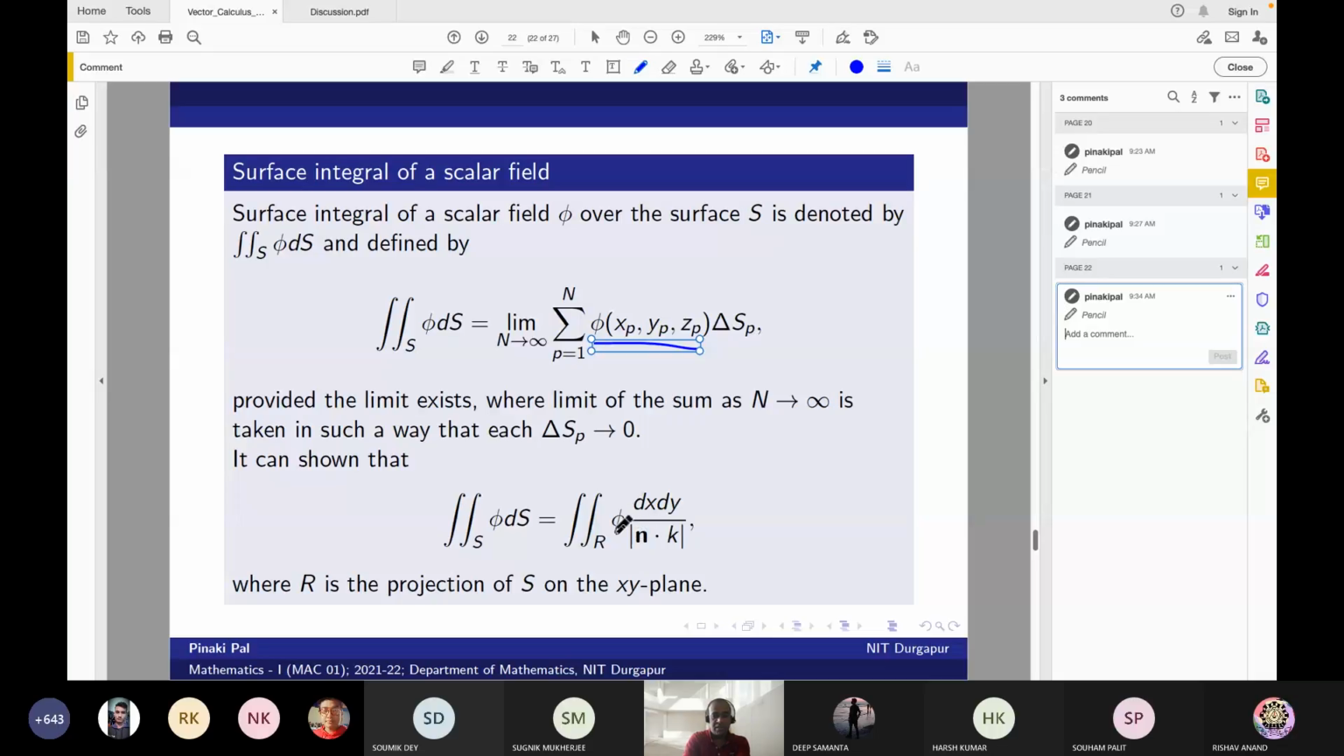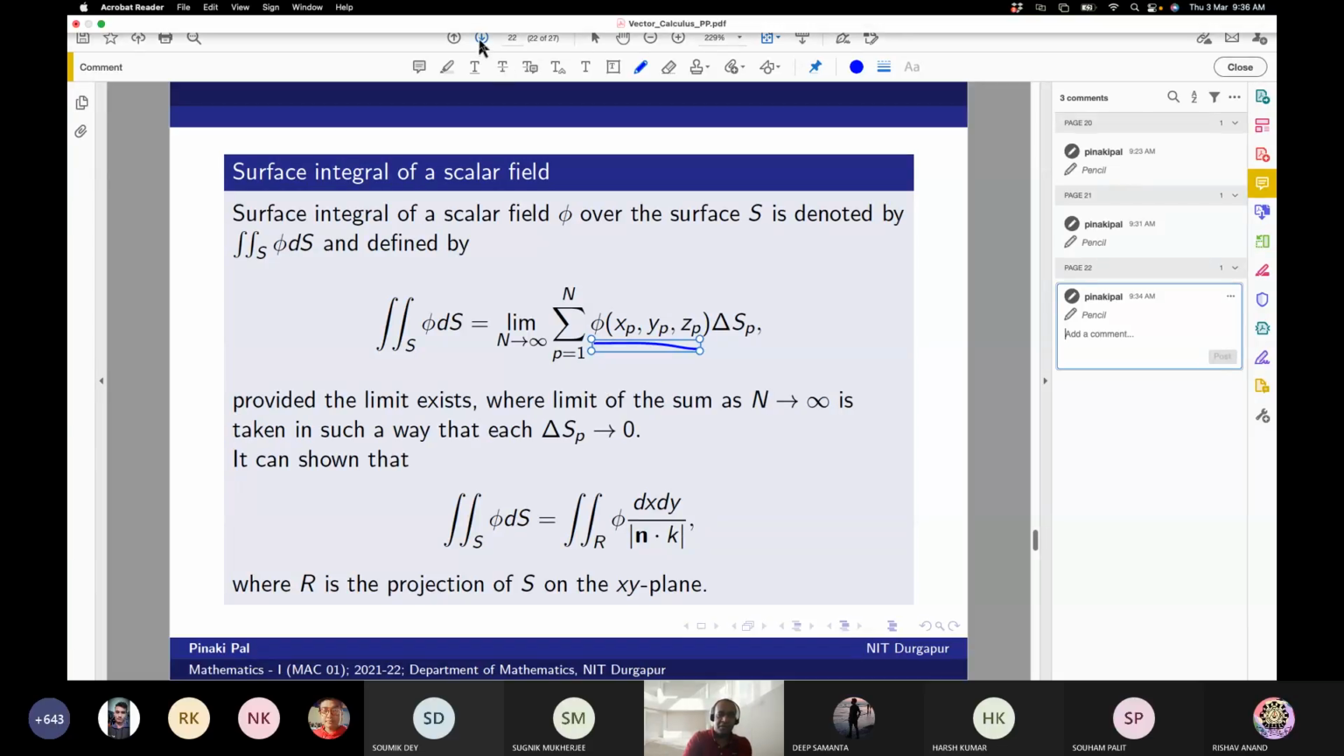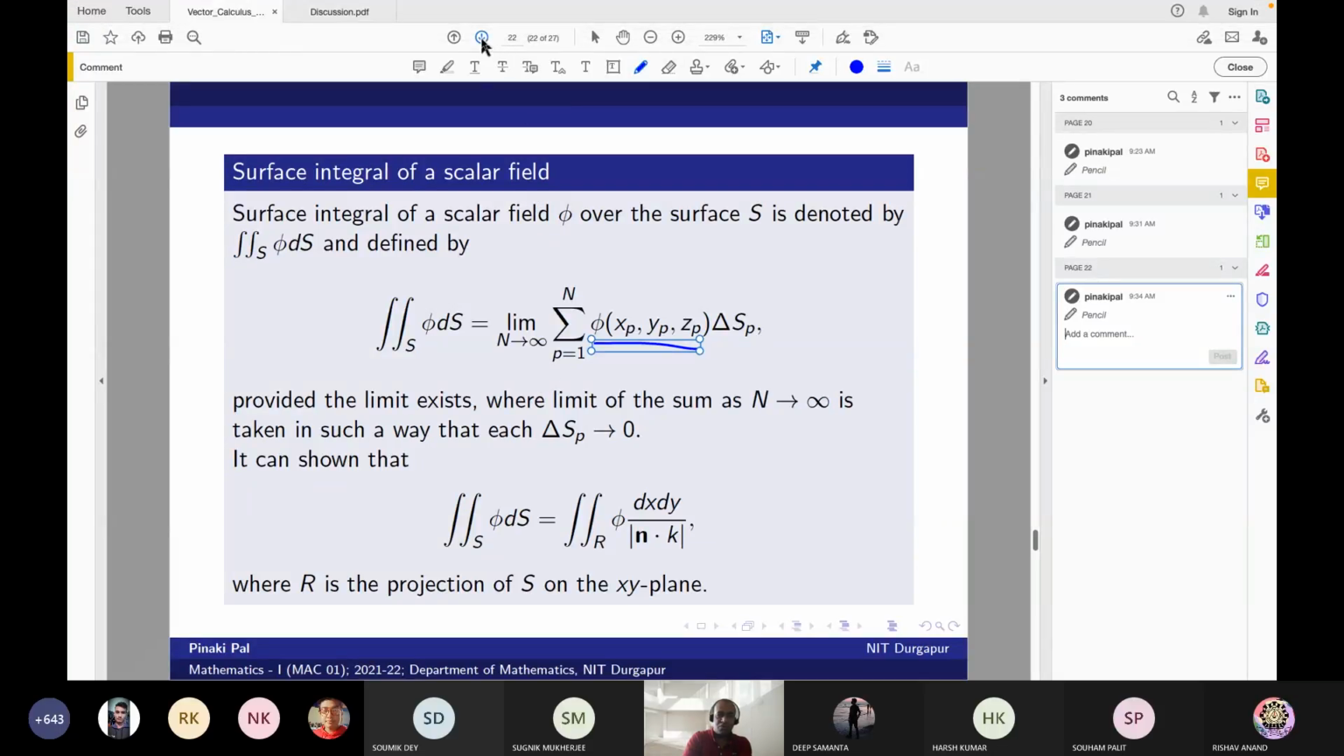So eventually this phi will be a function of xy, and this contribution n dot k will be a function of xy, and we have a perfectly nice double integral, and we know how to solve it. So now I think we are in a position to proceed.